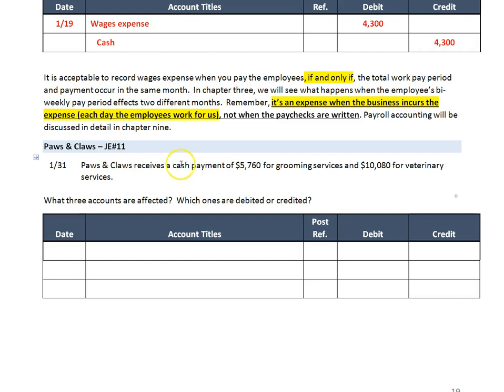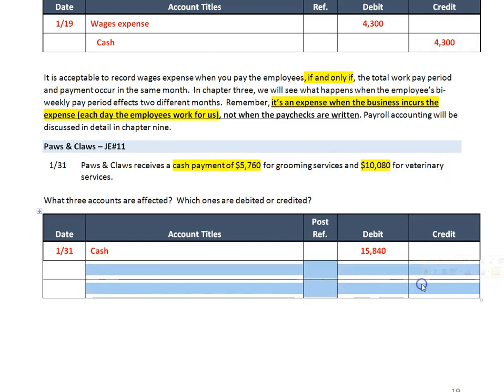Alright, Pause and Calls receives a cash payment of 5760. So even without reading anymore, we know we need to debit cash for 5760. Oh, no, because they received more cash. Then they also received $10,080 for veterinarian services. So you're going to add those two together. That's the total amount of cash. They're receiving this cash because they've earned it from grooming services or veterinarian services. So we're going to credit those two revenue accounts.